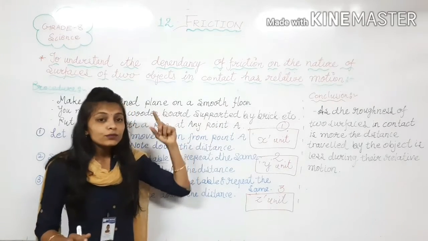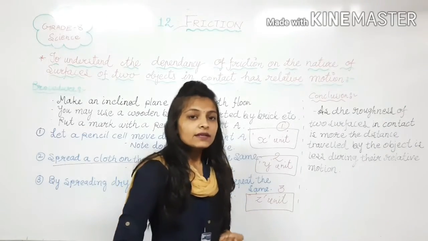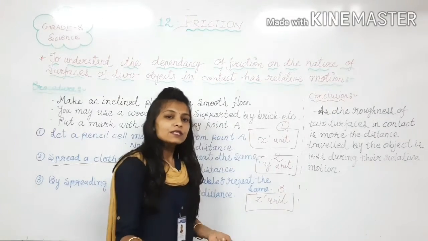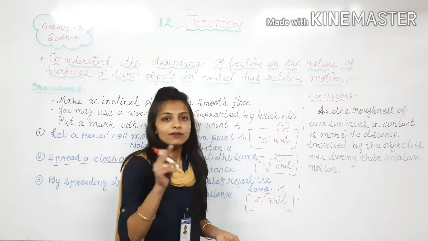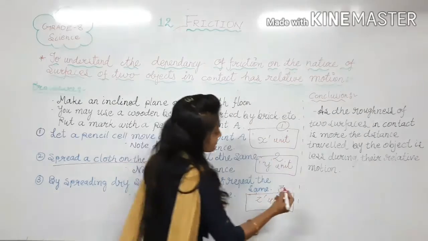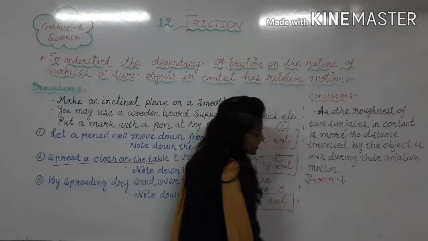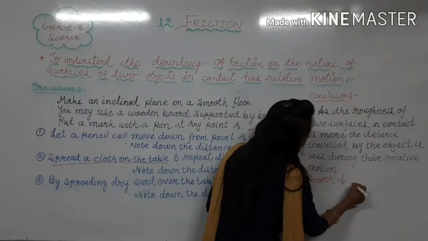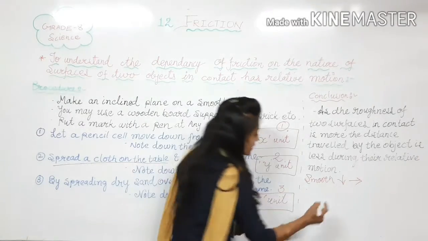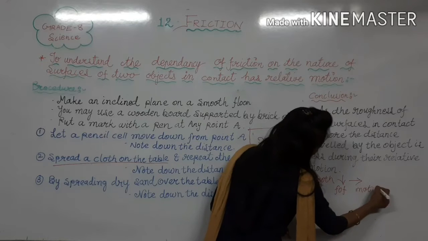Whenever the smooth surface is there, the distance covered by the object is very more. Why? Because on the smooth surface, the force of friction will be less. As I told you in the first video, again I am explaining here. Smooth surface, force of friction less, that means motion will be more.